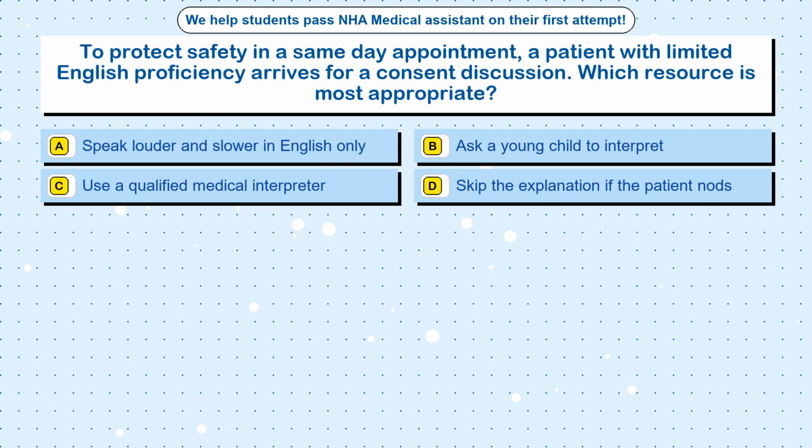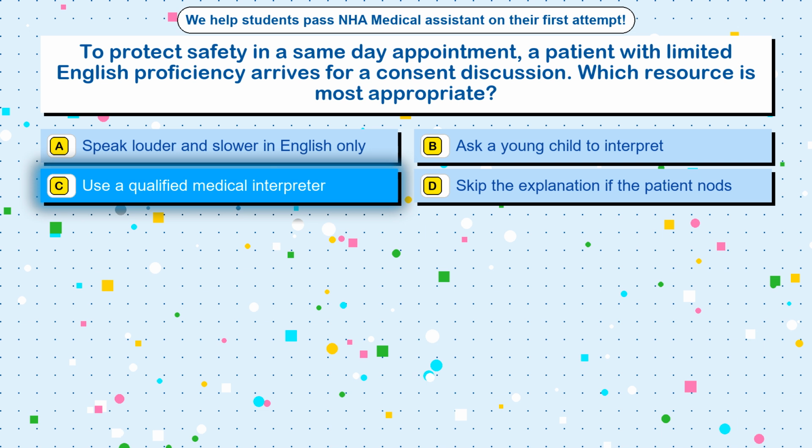Question 29. To protect safety in a same-day appointment, a patient with limited English proficiency arrives for a consent discussion. Which resource is most appropriate? Option A, speak louder and slower in English only. Option B, ask a young child to interpret. Option C, use a qualified medical interpreter. Option D, skip the explanation if the patient nods. The correct answer is option C, use a qualified medical interpreter.